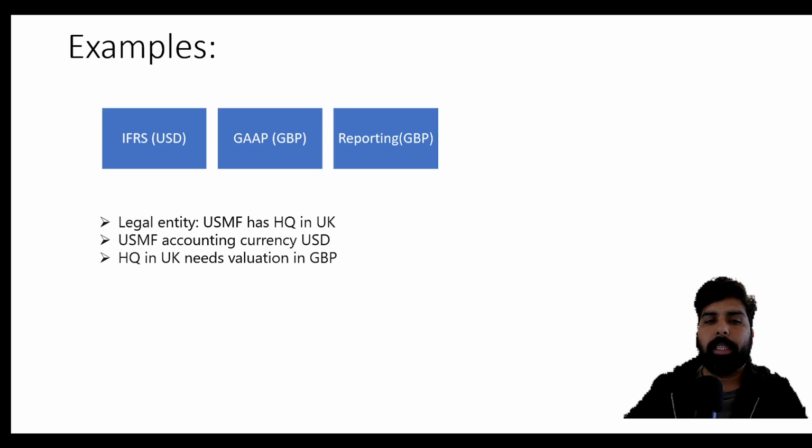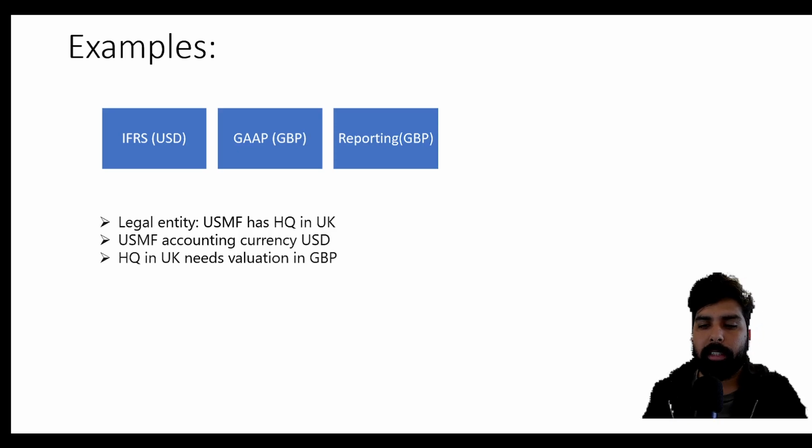Now let's understand, by an example, some applicability of how it can help us. For example, you have one organization in the USA. You want to have the inventory valuation as per IFRS in USD, but this organization has its headquarters in the UK. So you also want to have the inventory valuation in UK GAAP in GBP, or from the management accounting perspective, you want to have the reporting in GBP. This is just one scenario: USMF has an HQ in the UK, the accounting currency is USD, and you want to have the valuation in GBP.